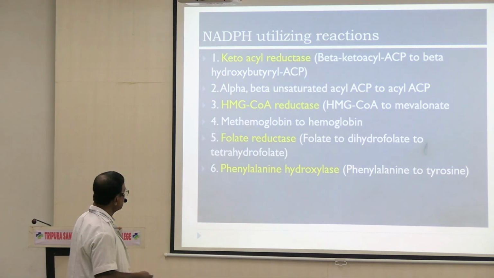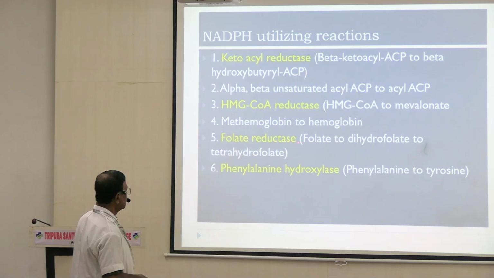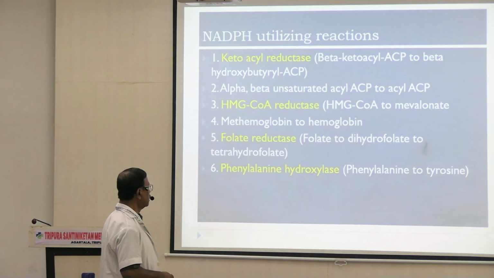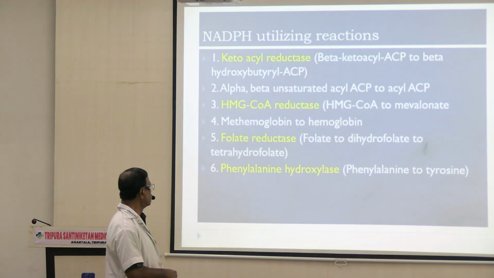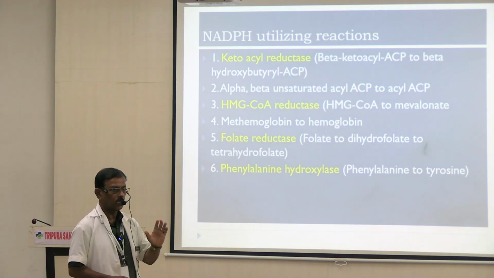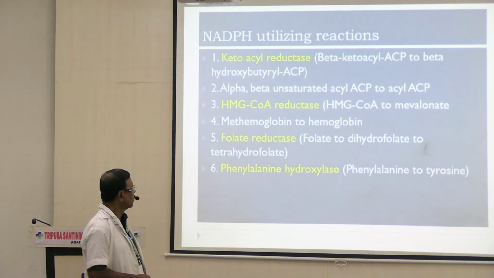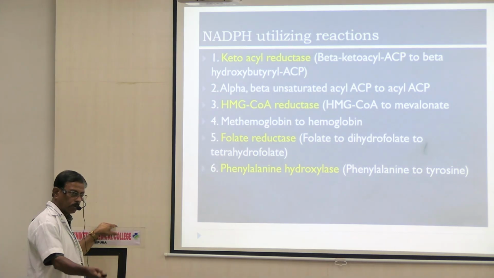Then folate reductase. This is very important. This folate reductase converts folic acid to tetrahydrofolate. First folate to dihydrofolate, then to tetrahydrofolate. This tetrahydrofolate is the coenzyme form of folic acid. Afterwards it will come.